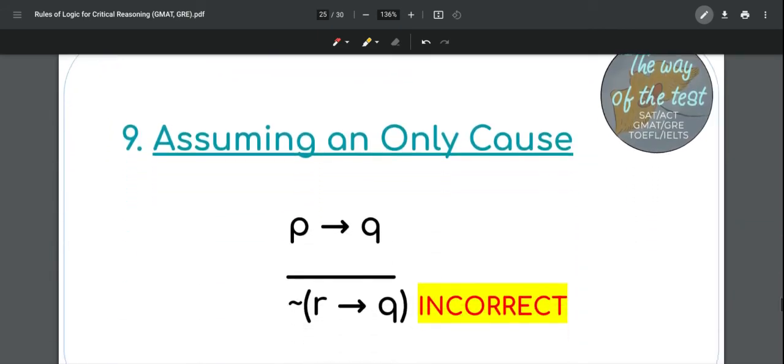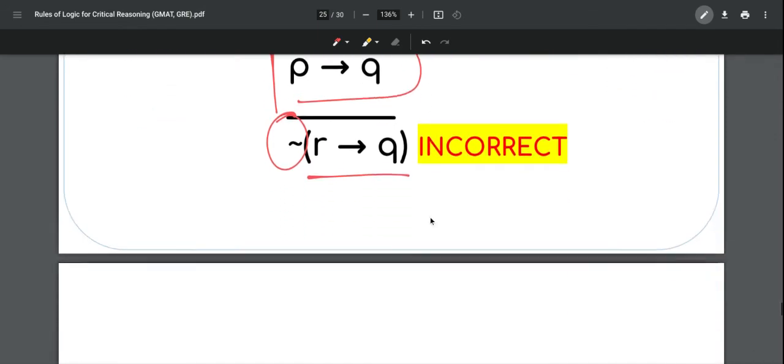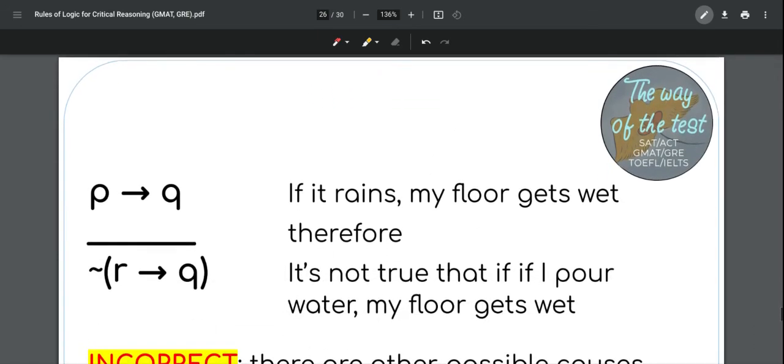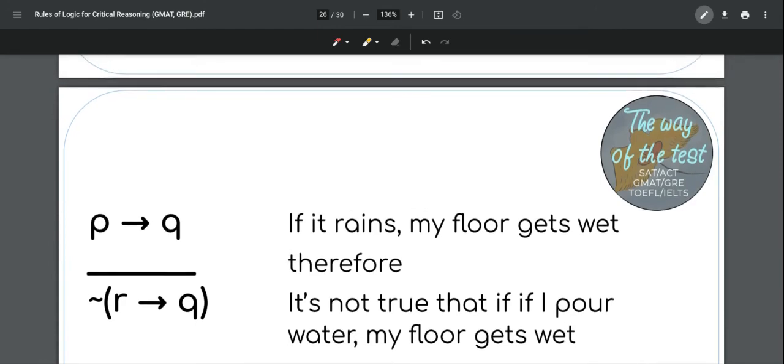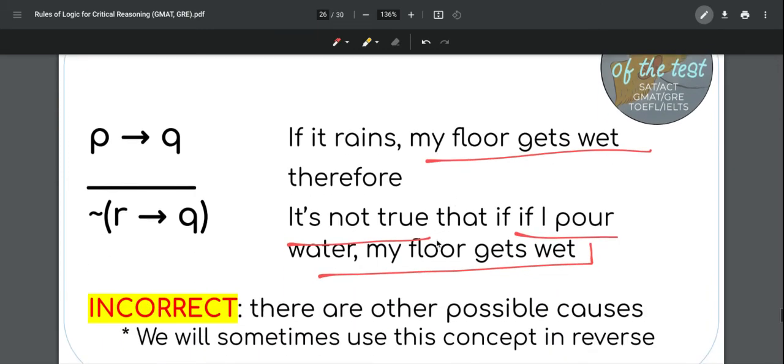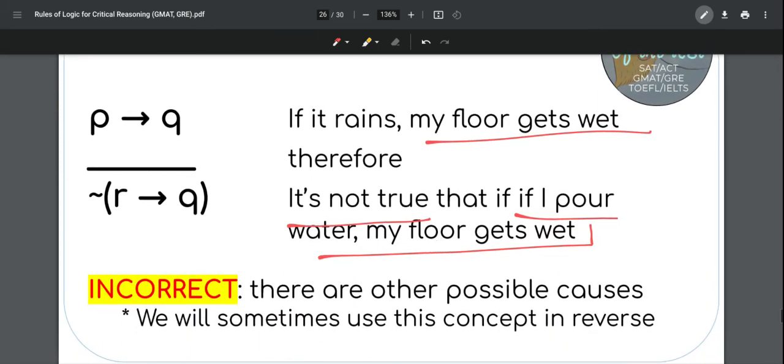Okay, the 9th mistake is assuming an only cause. This is kind of going around the same thing. So you're saying, like, if P causes Q, then it's not the case that R causes Q. Again, this is incorrect. We have to open the possibility to other causes. So you say, if it rains, my floor gets wet. Therefore, it's not true that if I pour water, my floor gets wet. Now you can see how illogical this is. Of course, there are other possible causes. There are always possible causes in real life too.